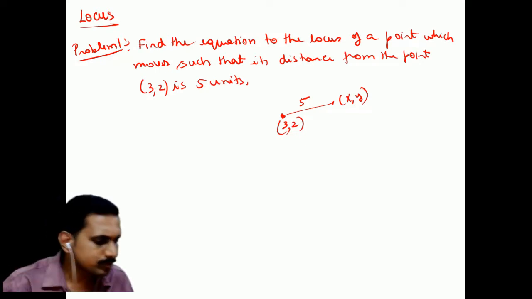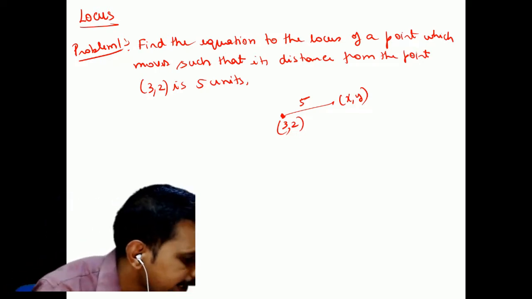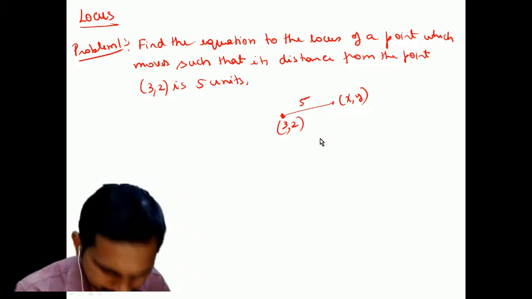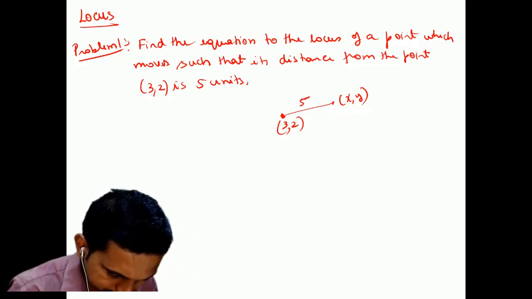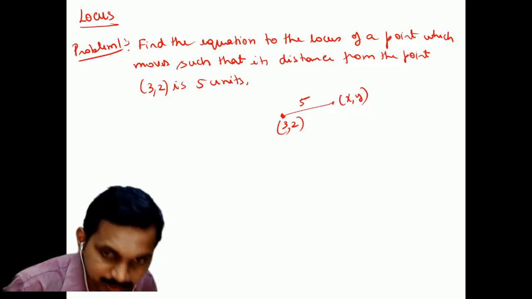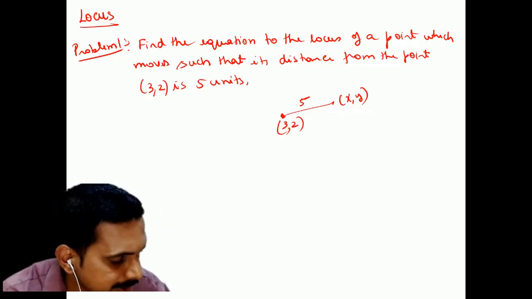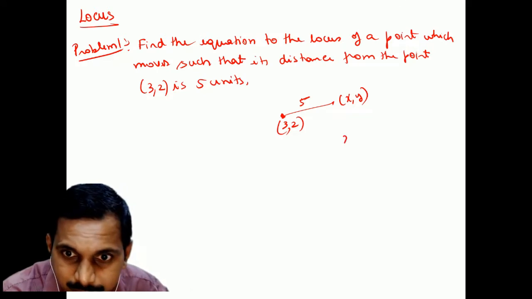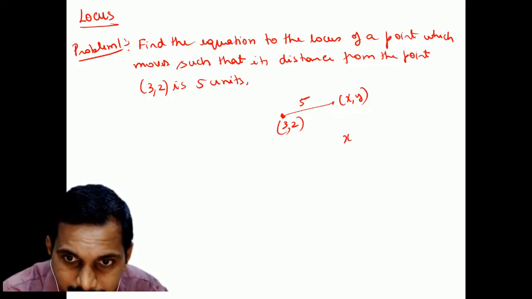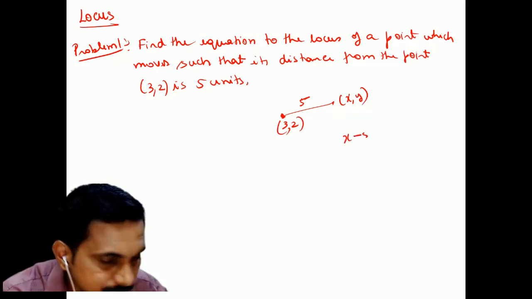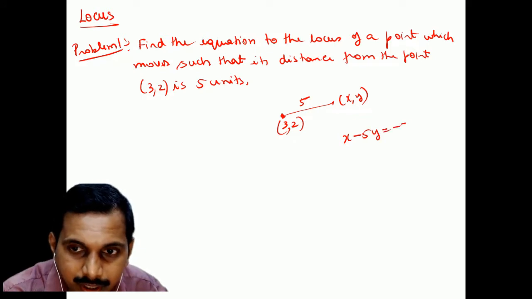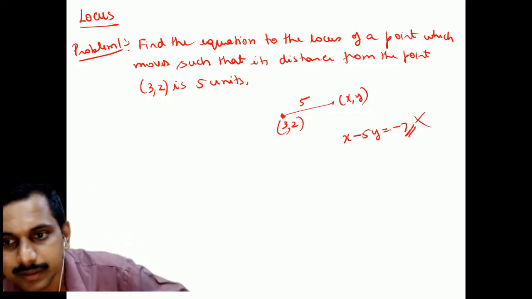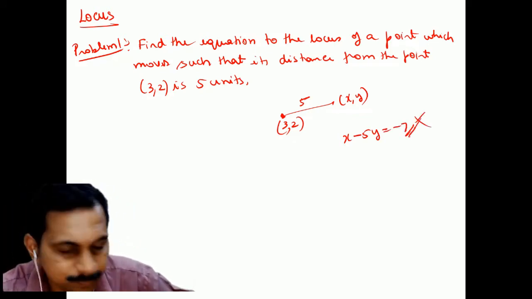x squared minus 5y squared is equal to minus 7. Wrong. Where is y squared? Wait a minute, let me write what you say. Tell me again. Or it can be x minus 5y is equal to minus 7. Wrong answer. Okay. How did you solve this problem?